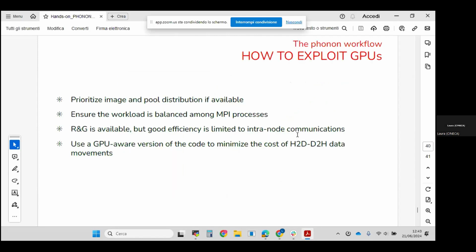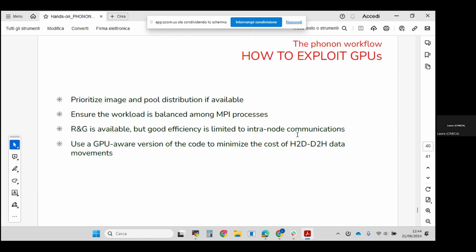Okay. So generally, if you want to exploit GPUs efficiently, keep in mind that you need to prioritize image and pool distribution according to the system, if those are available. Try to ensure that the workload is balanced among the MPI processes. Keep in mind that you can use R&G, the default parallelization level, but the efficiency is limited, especially if you try to scale R&G beyond the single node.